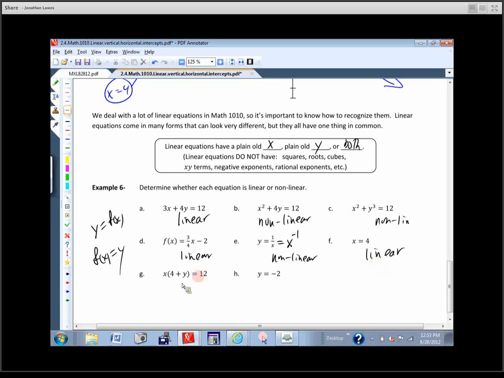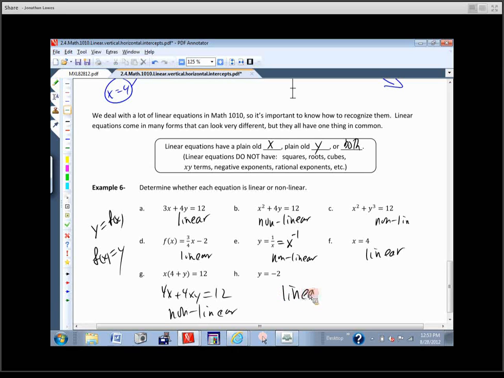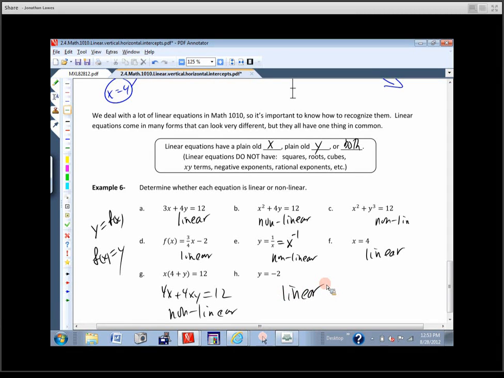How about this one right here? This one is nonlinear, and here's the problem. 4x isn't the problem. The problem comes right here. This is 4xy. That's not a plain old x or a plain old y. So this is non-linear. And the last one? Linear. Okay, any questions?